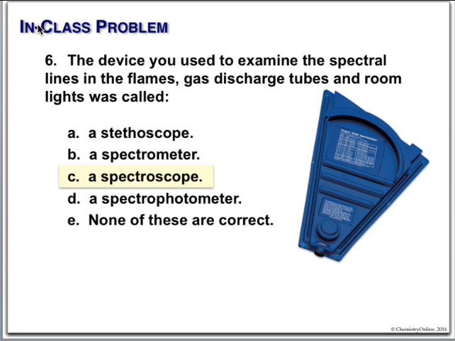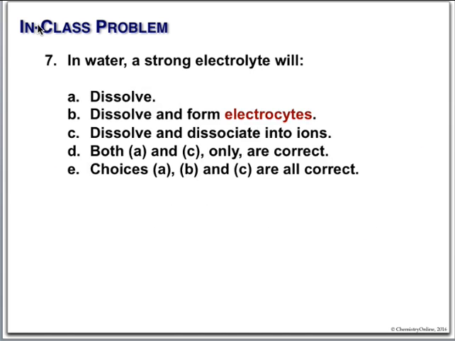All right, we did another lab where we measured conductivity of things in solution. A strong electrolyte. What happens to a strong electrolyte when you put it in solution? A, it dissolves. Well, it darn well better because otherwise nothing happens, right? B, it dissolves and forms electrocytes. Or C, dissolves and dissociates into ions.